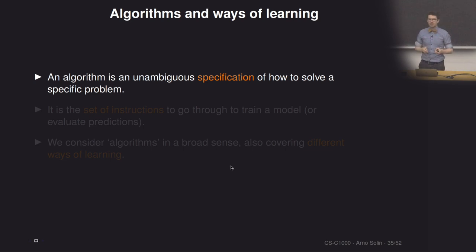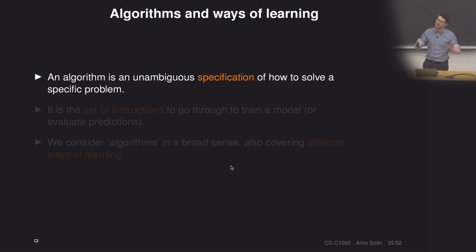So if let's say you're cooking, so the data is the ingredients, and then the saucepan you're using for cooking, and the oven, that's the model. So then the algorithm is the recipe, how to actually use the tools you have to bake the cake, so to say.